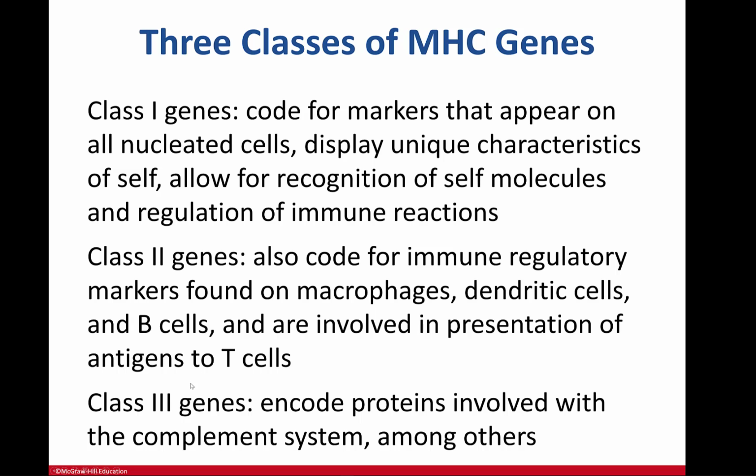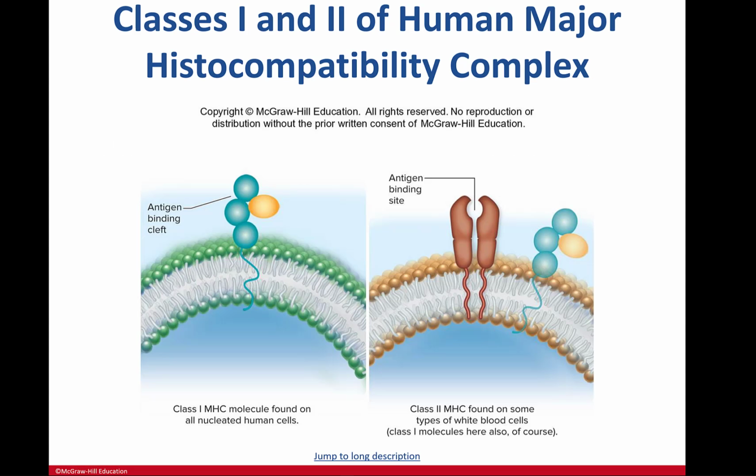Class 3 genes encode proteins involved with the complement system. Once they get invoked or turned on, the series of switches, that's it. It's going to happen. And again, this is the domino effect, or cascade as it's known. So class 1 and 2 of human major histos, you can see class 1 molecules on all nucleated cells. Class 2 is found on some types of white blood cells, and these kind of go together. It's sort of a part of the process of checking things.